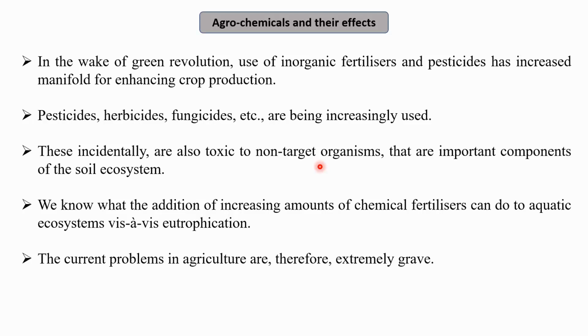We know that the addition of increasing amounts of chemical fertilizers, when run off to the aquatic ecosystem, may also lead to the destruction of the aquatic ecosystem by the process known as eutrophication, which we discussed in the last class. That is the rapid aging of the lakes or rivers due to the runoff of fertilizers into the river. And the current problems in agriculture are therefore extremely grave.